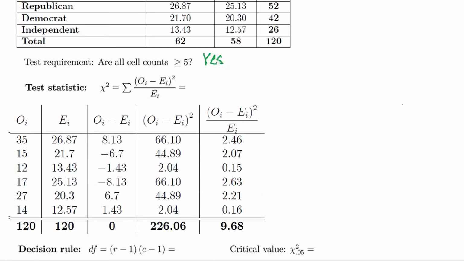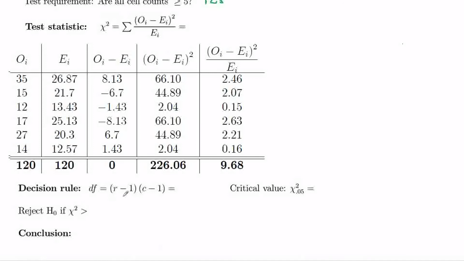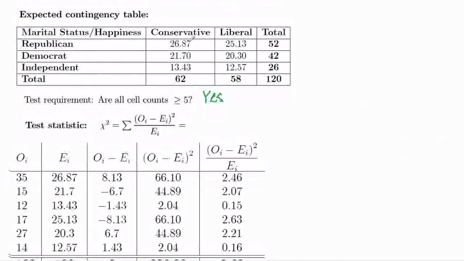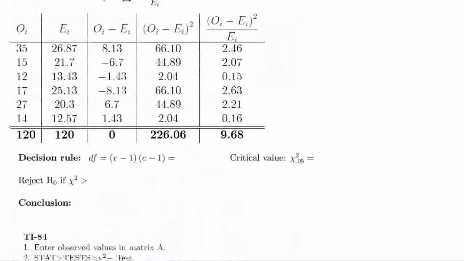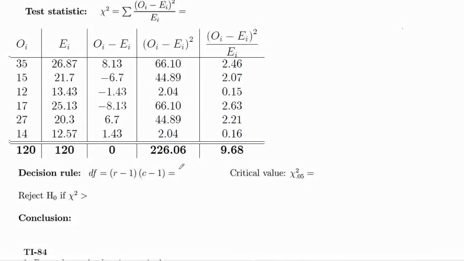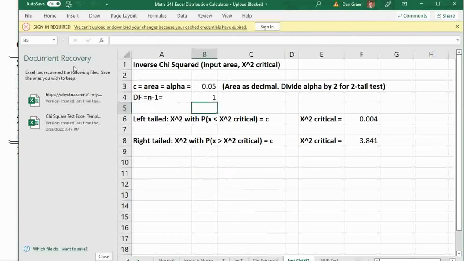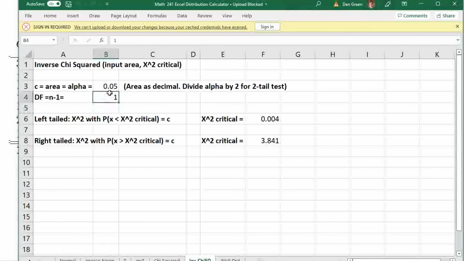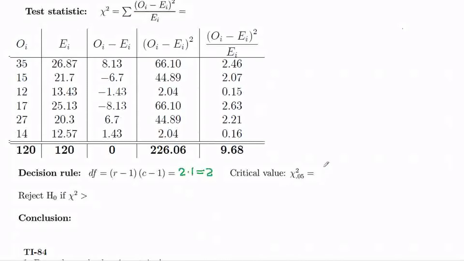So next, our decision rule. We need degrees of freedom: row minus 1 times column minus 1. In this case, we had 3 rows, 2 columns. So 3 minus 1 times 2 minus 1, so 2 times 1, which is 2. And alpha is 0.05. Go to the distribution calculator, with degrees of freedom 2. We want the right tail, 5.99. And we'll reject if chi-squared is greater than 5.99.